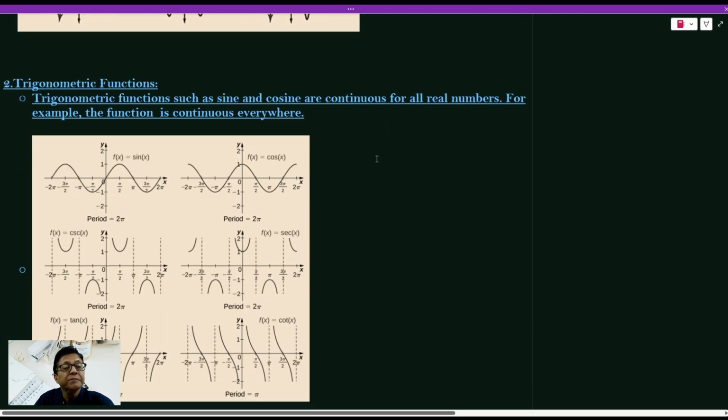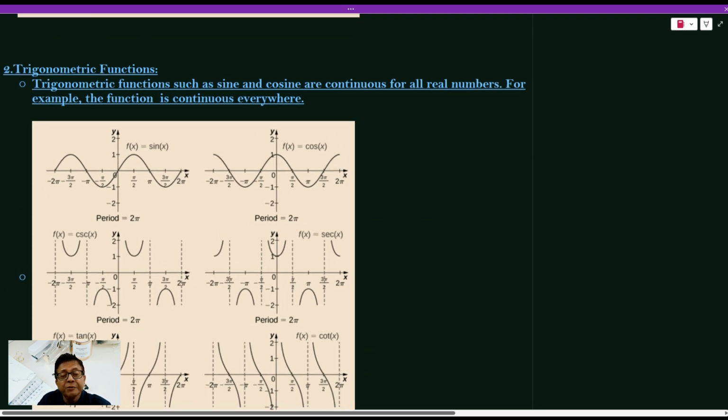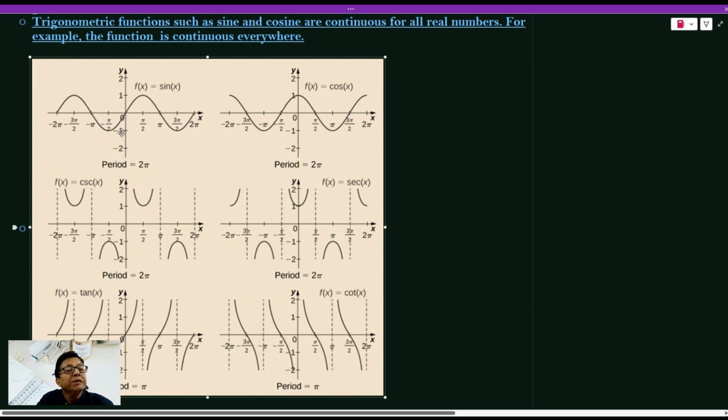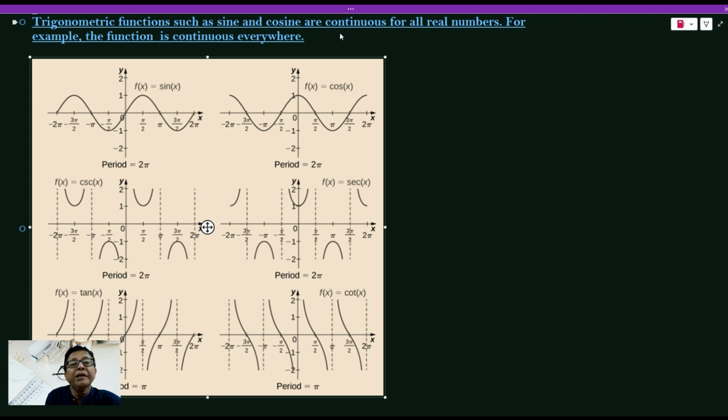Trigonometric functions, are they continuous everywhere? If you analyze the graphs of these functions, f(x) equal to sin x, it is continuous on R. Agree or not? This function we can plot without lifting our pen or pencil. It is a continuous function. Is this a continuous function, f(x) equal to cos x? This is also a continuous function on R.